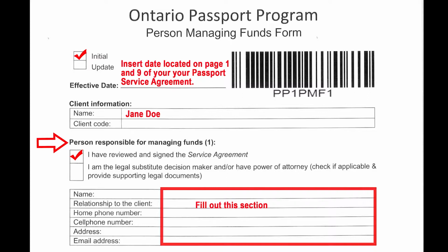The box where it asks for name, relationship, home phone number, cell phone number, and email address is for the person managing funds, person managing funds number 1. So in the passport package, if you were one person, you would write their information into these boxes. So just take a moment and fill those out.